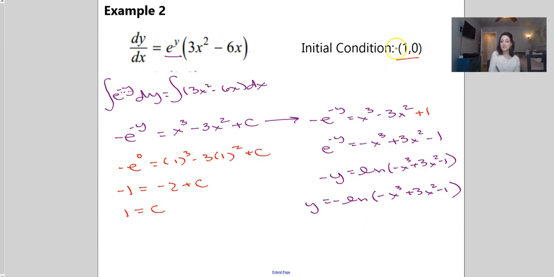Okay, notice that we did not have to use our initial condition to choose a branch this time, but it's not a bad idea to check it anyway. So when I plug in 1 inside the parentheses, I get -1 plus 3 minus 1, which becomes 1. Ln of 1 is indeed 0, so that does work for me.